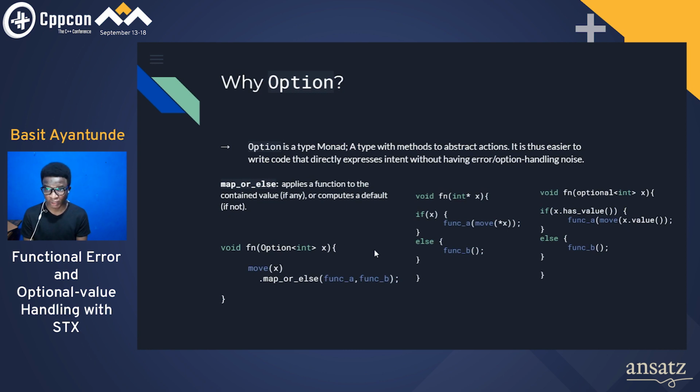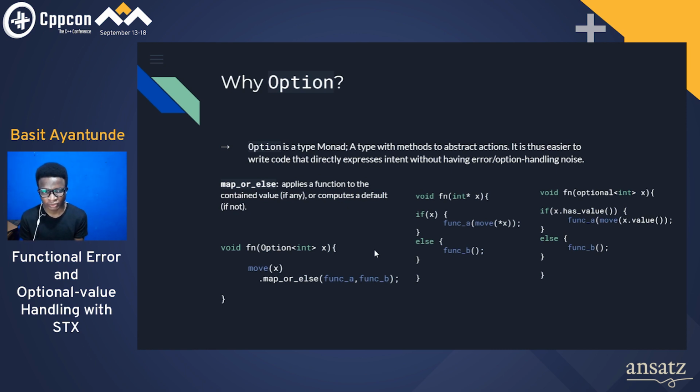Yeah, so as we can see here, the option is a monad type. By that I mean a type with methods to abstract actions. It basically makes error handling code easier to write and directly expresses intent without having the error handling or option handling noise. Let's look at one of the monadic methods, which is the map_or_else method. It applies a function to the contained value if any, or computes a default if not, which is the second function argument.